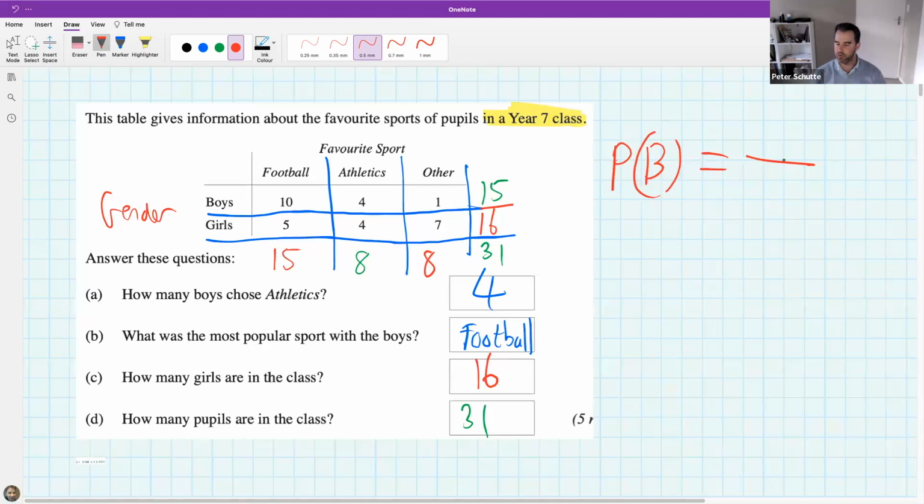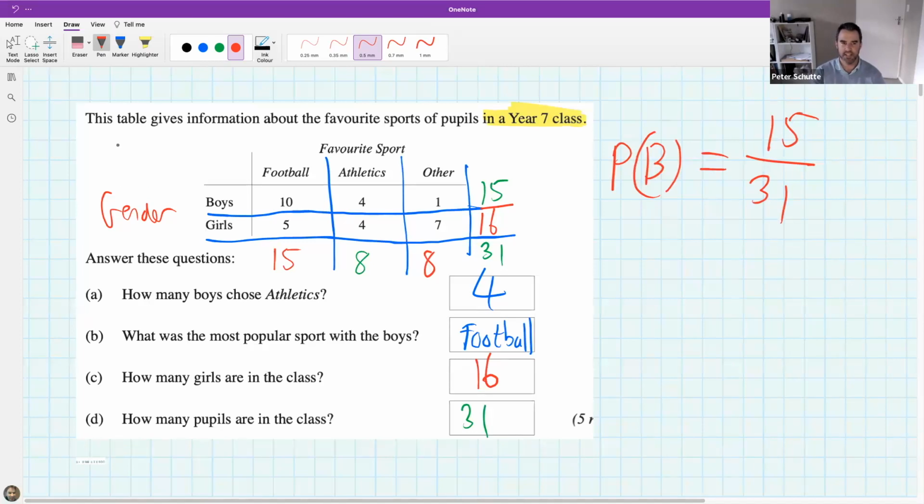So if you randomly choose someone from the class, you just sort of tap them, or you choose a desk number and go to that desk, what's the probability that a randomly chosen person is a boy? So clearly there's 31 to choose from, and 15 of them are boys. So it's just below 50%.